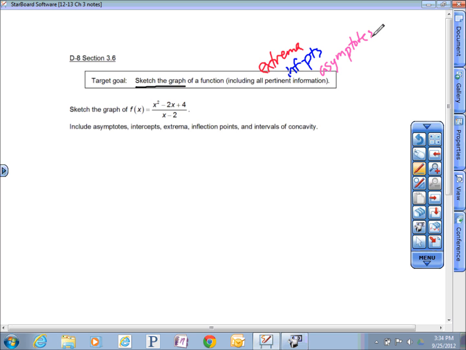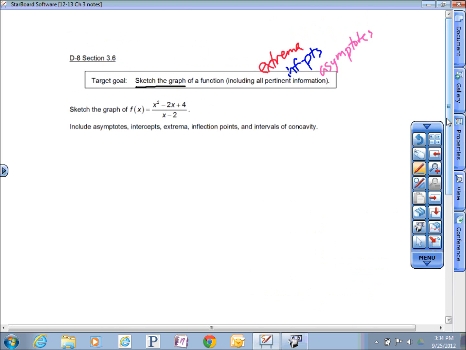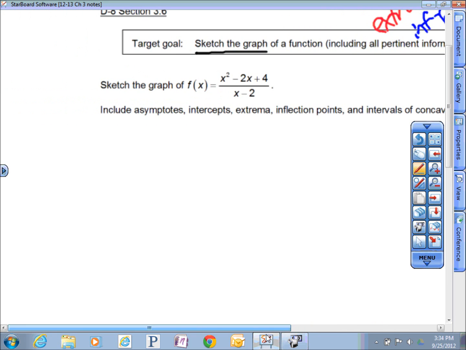So your equation x squared minus 2x plus 4 over x minus 2, we got a lot of crazy stuff. We're going to put it down here. I'm going to zoom this in so I've got lots and lots of room to work as we're going through things. So we're going to start off with extrema, inflection points, asymptotes. Let's start with what I would suggest is the most important thing. Let's start with asymptotes. So asymptotes, let's start with vertical ones.